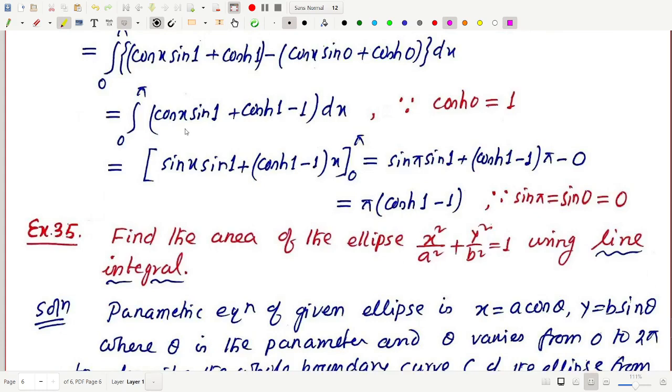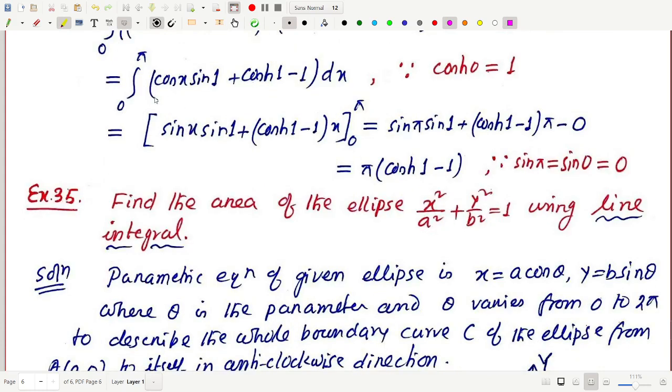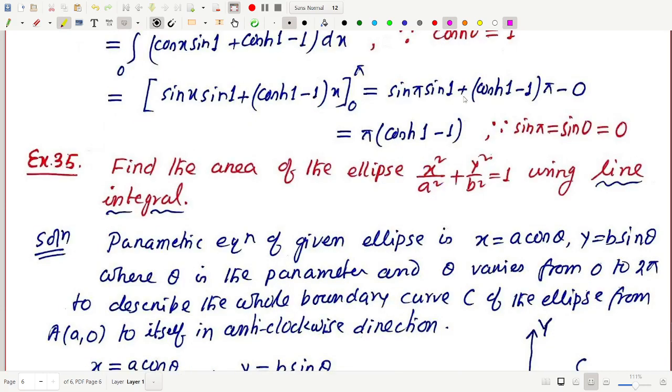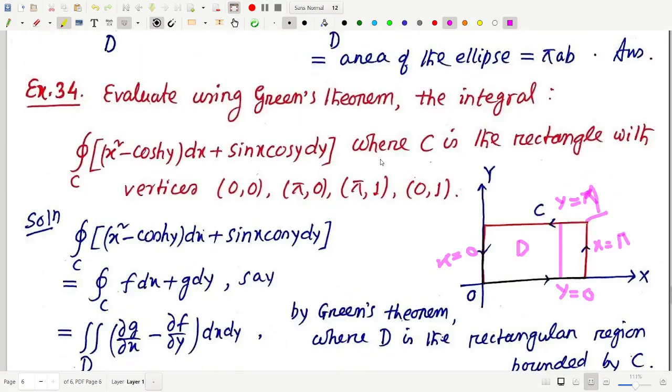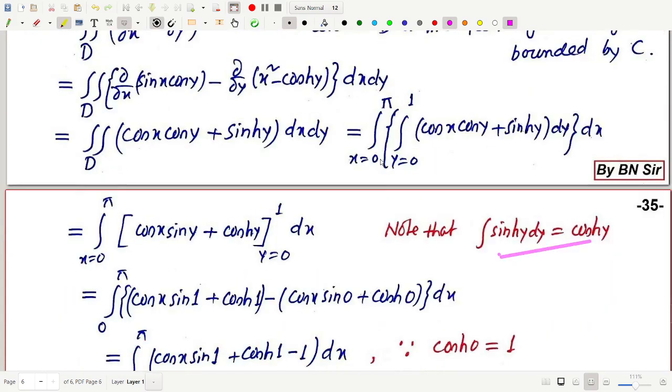So this integral now becomes with respect to x only, 0 to pi. So the integration of cos x is sin x, sin 1 is constant, cos hyperbolic 1 is constant, 1 is constant. So it is x only. So with upper limit pi we get sin pi sin 1 plus cos hyperbolic 1 minus 1 into pi. And at 0, sin 0 is 0 and the other term is 0. So we have not written it. So it is pi times cos hyperbolic 1 minus 1, and sin pi is 0. So this is the answer. Okay, so using Green's theorem we have found this line integral, meaning we have calculated the double integral only.